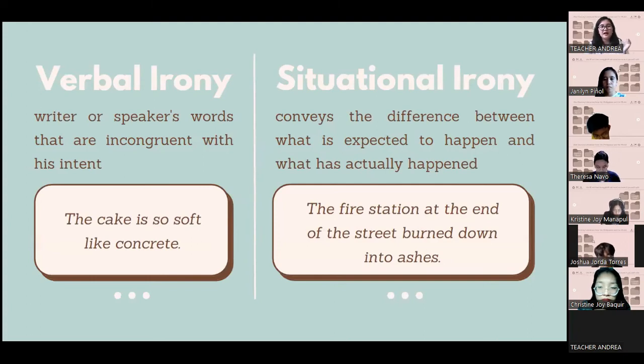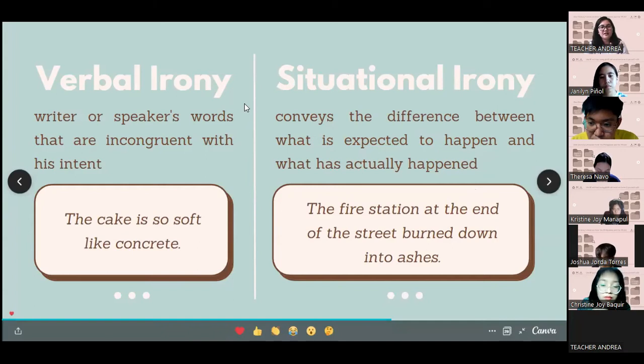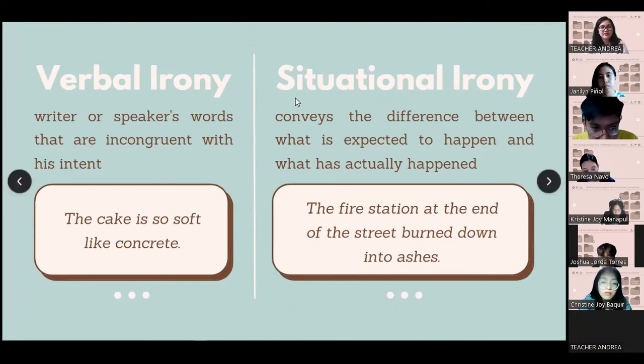So it is only used in statements. While in situational irony, we use it to describe a situation in an opposite way. So for verbal irony, we have: the cake is so soft like concrete. Do you know what concrete is? Yes, the concrete is hard, right? So the intent here is to say that the cake is so hard that it is like concrete. It is hard as concrete, but the speaker uses the word soft to produce its opposite meaning.